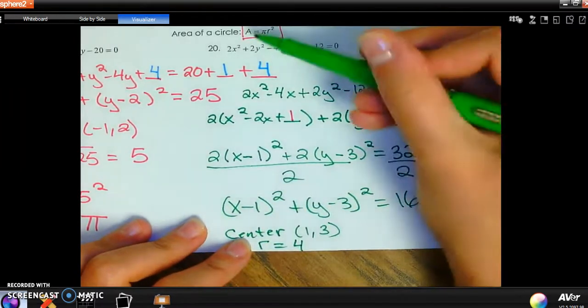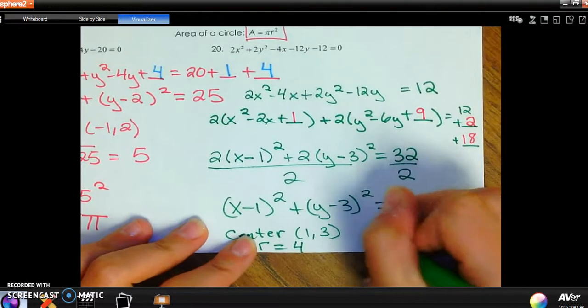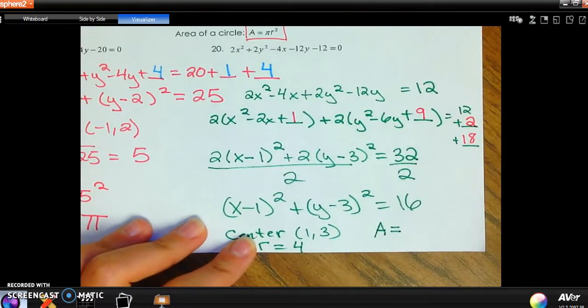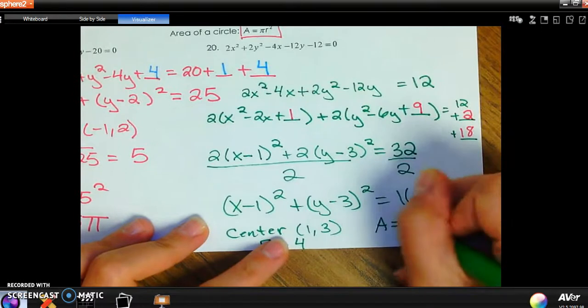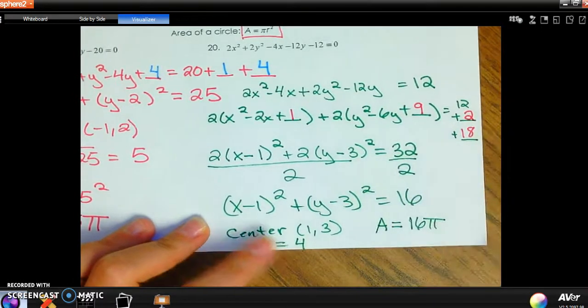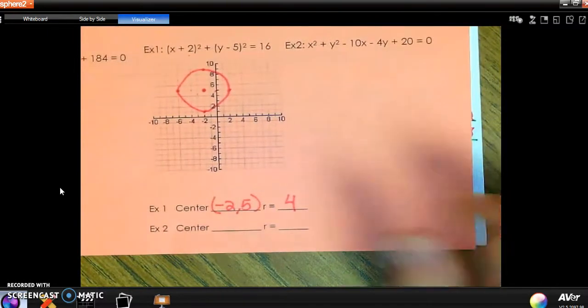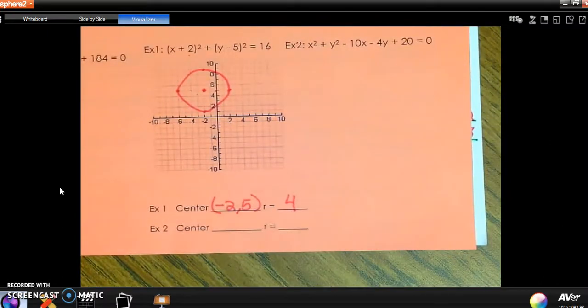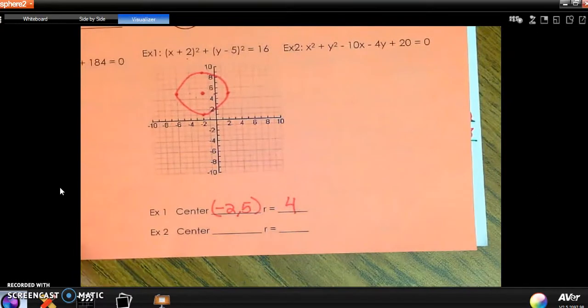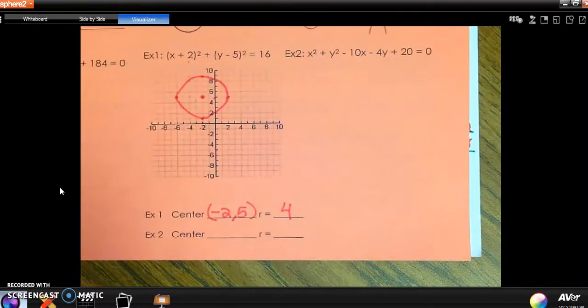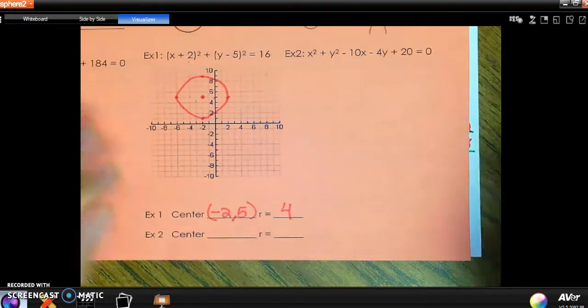So if I answer the question, they're asking me for the area. So my area is pi r squared. Well, r squared is 16, so it's 16 pi. All right. Now, go ahead and find your ring of knowledge and go back to that circle card. Hopefully this is the answer that you had there. Now you can complete example 2. So go ahead, you could pause the video or give yourself a minute and try to figure out example 2.